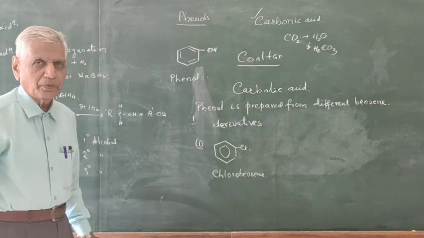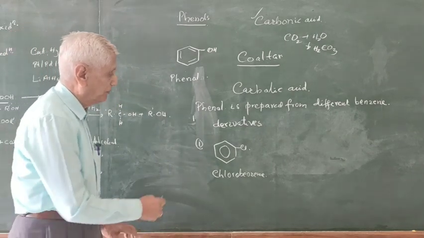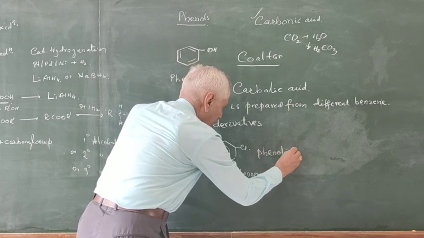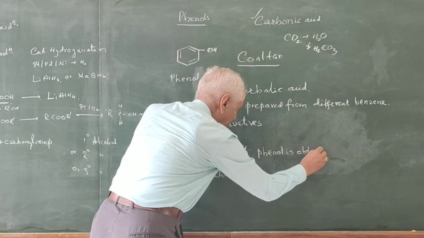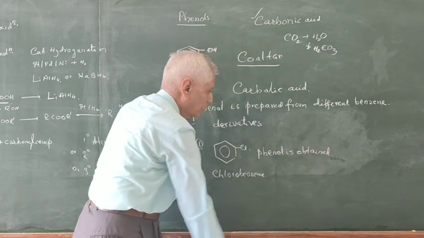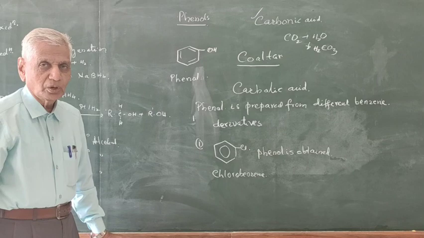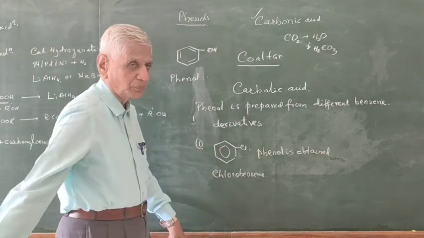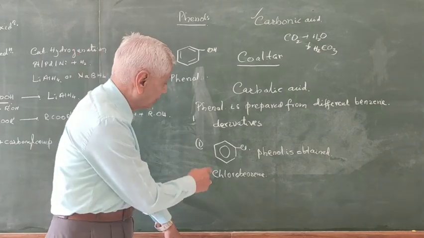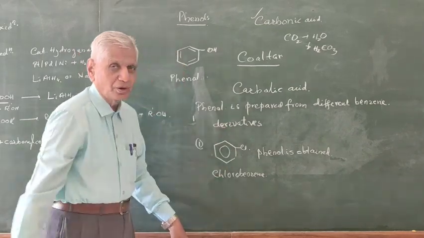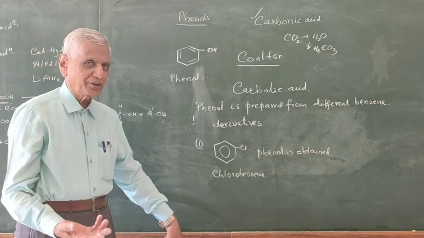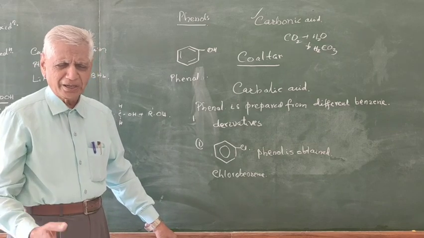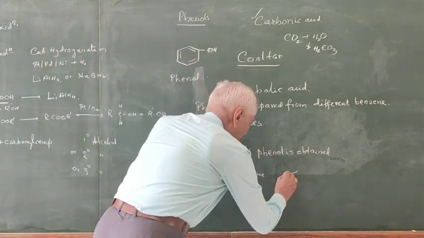From chlorobenzene, phenol can be obtained. So starting from chlorobenzene, phenol is obtained. Can you tell how? Chlorobenzene is C6H5Cl. What is phenol? Phenol is C6H5OH. So how can you prepare it? By replacing the Cl by an OH group. Very simple. So chlorobenzene.